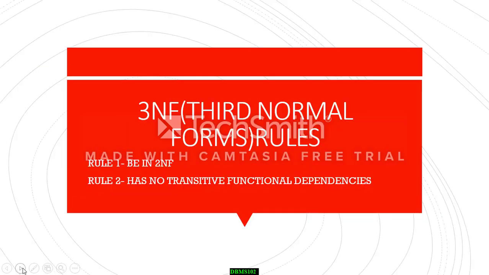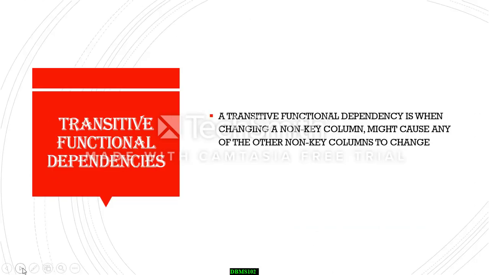The third normal form's rules. The first rule is to be in second normal form, and rule number 2 is no transitive functional dependencies. What is a transitive functional dependency? A transitive functional dependency is when changing a non-key column might cause any of the other non-key columns to change.